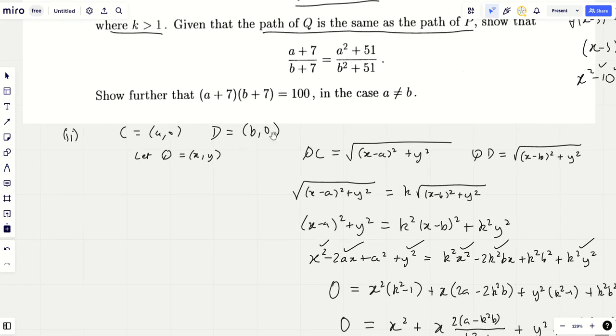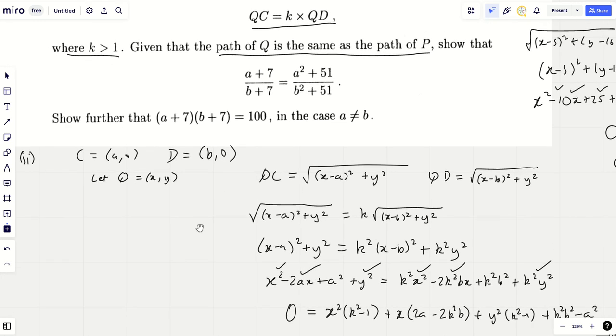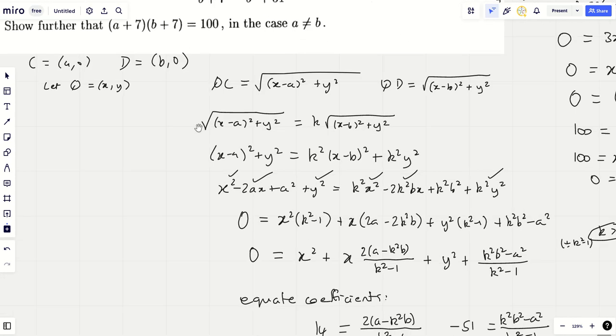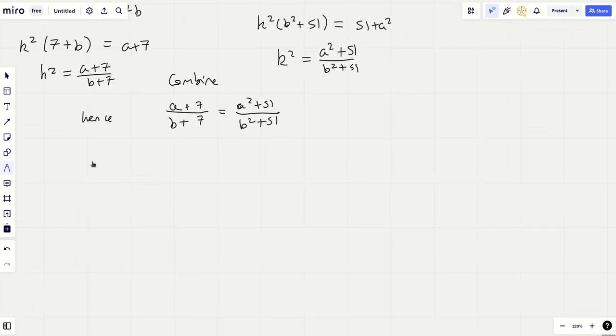We've shown that that's the case. Show further that this is the case. Now, they haven't given us any extra information. You might think that maybe something exists a bit earlier in the question, but actually we just have to rearrange this. We're just going to times that across, cross multiply: ab² + 7b² + 51a + 7 times 51.